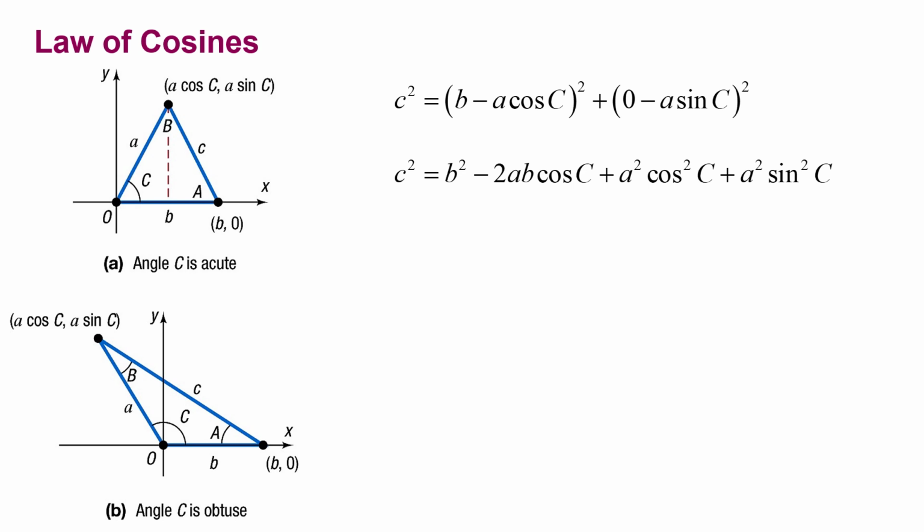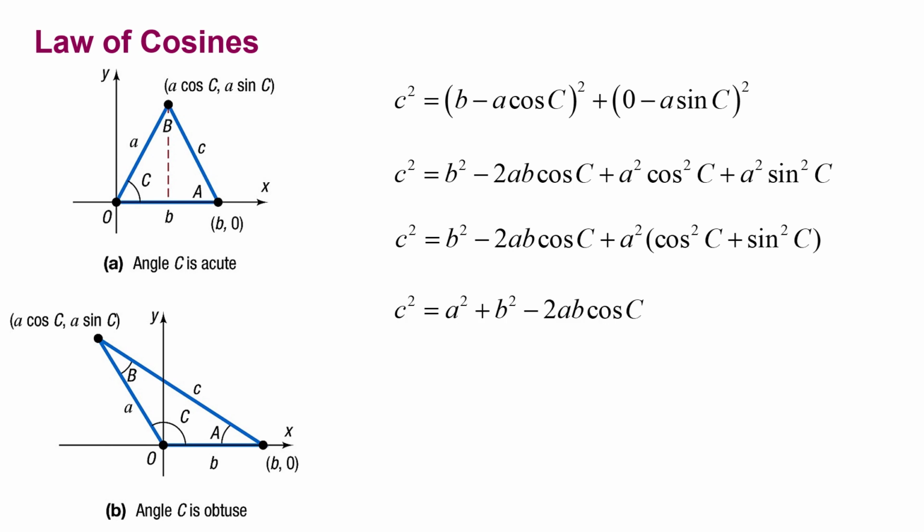Now factoring out the common term of side A squared from the last two terms, we can write side C squared equals side B squared minus 2 times side A times side B times cosine of the angle C plus side A squared times the quantity, the square of cosine of angle C plus the square of sine of angle C. Now the Pythagorean identity allows us to write this last term, sine squared plus cosine squared, equal to 1. So we have side C squared equals side A squared plus side B squared minus 2 times side A times side B times cosine of angle C.